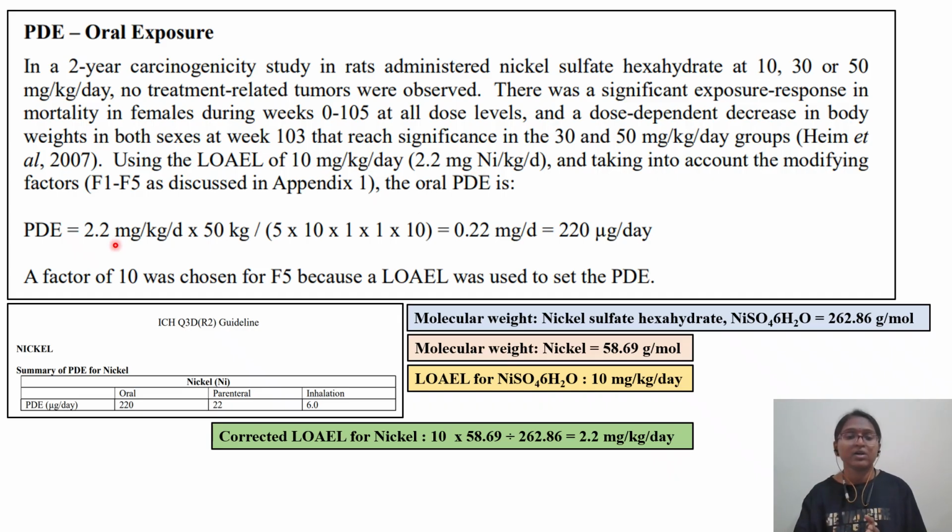Now 2.2 is multiplied by 50 kg, the body weight correction you have to apply whenever you consider a point of departure from an animal study. Here, for F5 they considered a factor of 10 because they couldn't derive a NOAEL. That is the reason the correction factor F5 is 10 here. So they ended up with 220 micrograms per day.